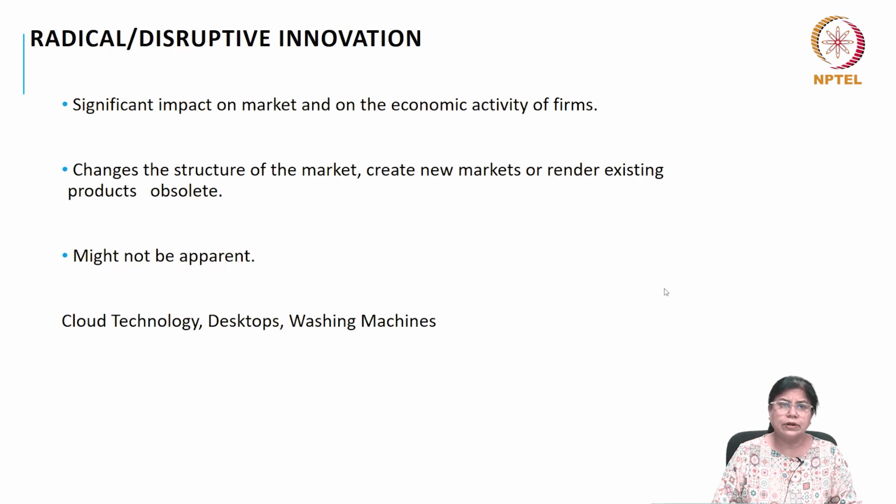At some point of time, it may not be very apparent. It may not be known that this kind of radical change may actually happen in the economy. At times it might not be obvious even to the people who have been engaged in that particular field that this kind of radical change is going to come. Say for instance, when we talk about cloud technology, desktops, the introduction of the washing machine, including the different appliances at home, these kinds of technologies have radically changed the way work is being done, whether at home or in the office space.